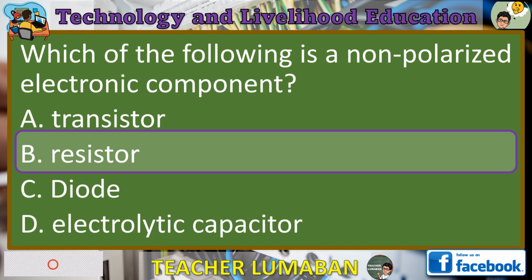Explanation. A non-polarized electronic component is one that can be connected in any orientation within an electrical circuit, meaning it does not have a specific polarity. The resistor is an example of a non-polarized component.